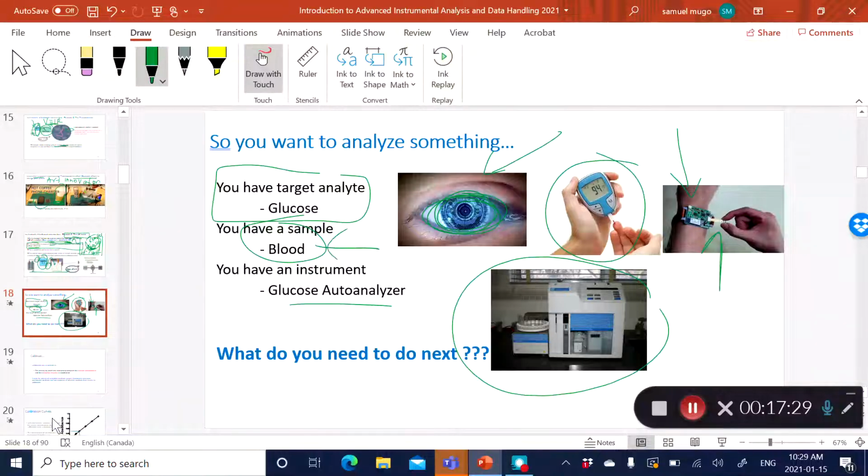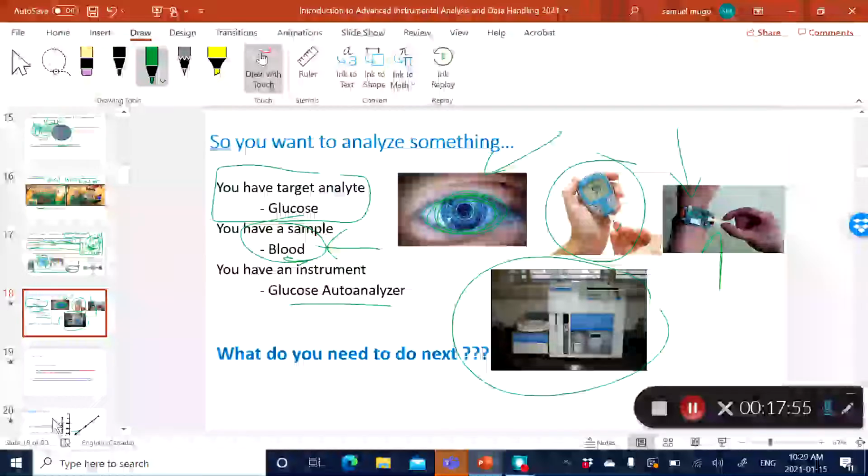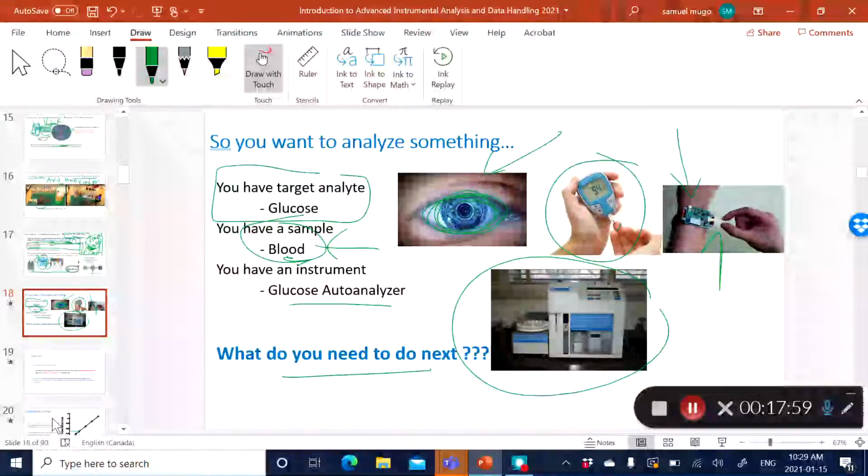Instead of people using the very invasive type of samples such as blood, very uncomfortable to keep pricking your skin to analyze for glucose, people use non-invasive types of samples of biological fluids, such as tears, such as sweat, and so forth. But then assume now you've got these instruments that you have designed. What do you do next? What do you do next?